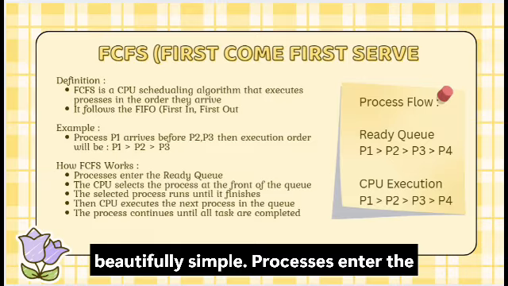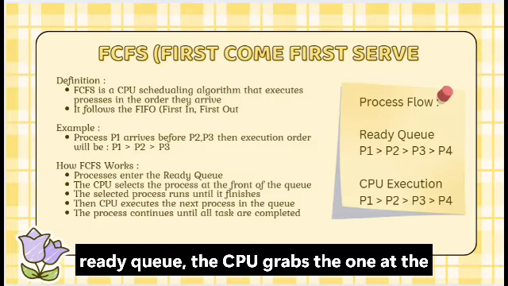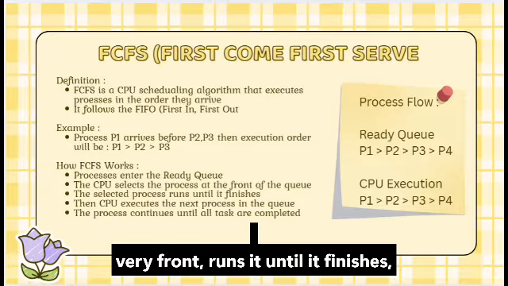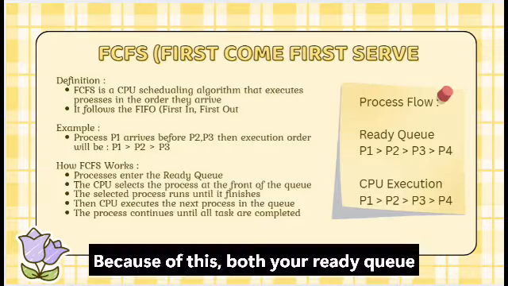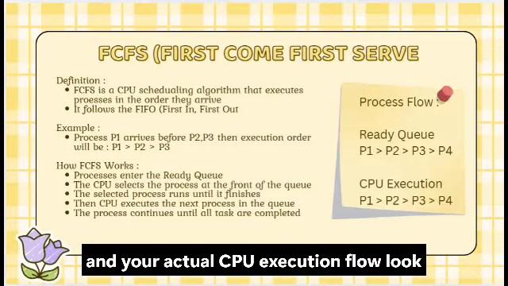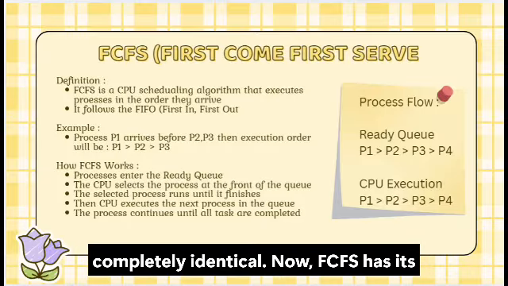The workflow is beautifully simple. Processes enter the ready queue, the CPU grabs the one at the very front, runs it until it finishes, and then moves to the next one in line until the queue is completely empty. Because of this, both your ready queue and your actual CPU execution flow look completely identical.